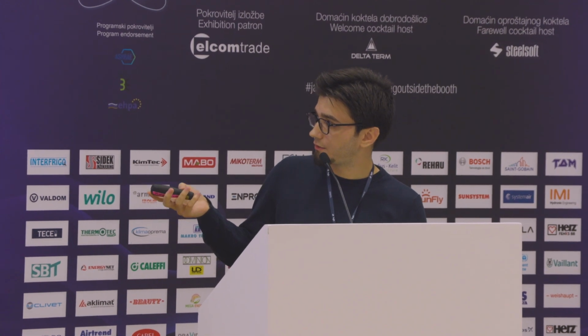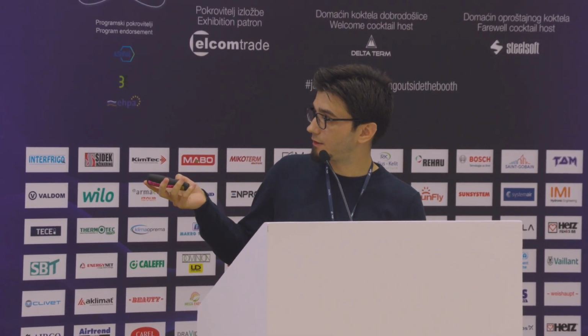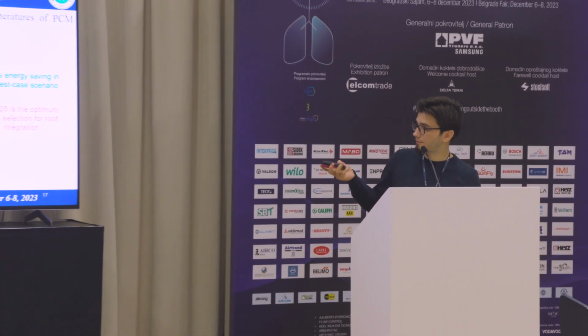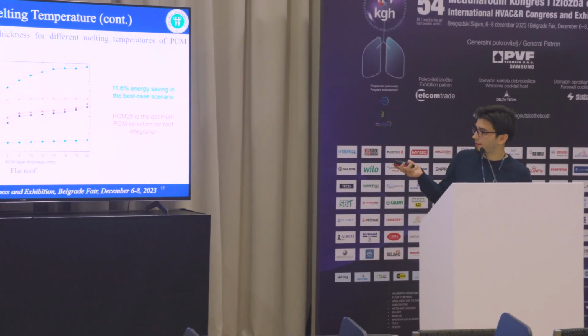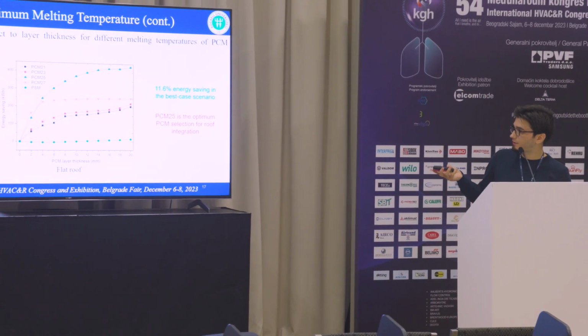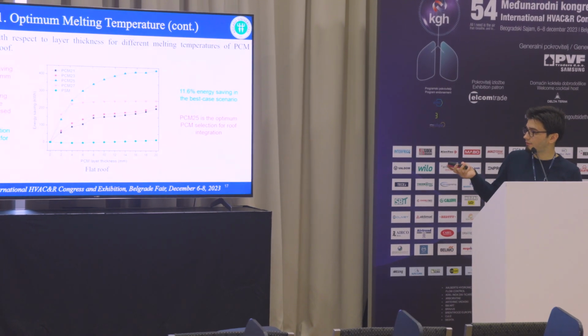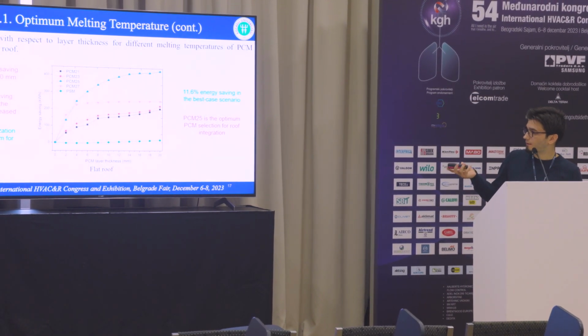And in the best case scenario, 10.7% energy saving is achieved with PCM 25. And in this case, the PCM is integrated to the flat roof. In this case also, 25 Celsius is the optimum melting temperature, and 11.6% energy saving in the best case scenario is achieved here also.